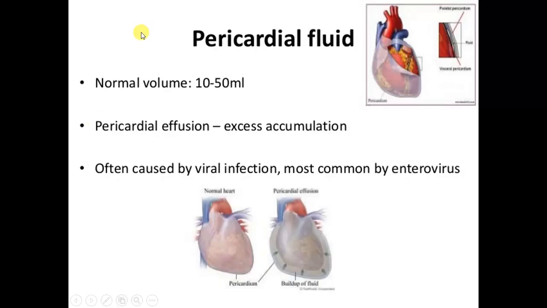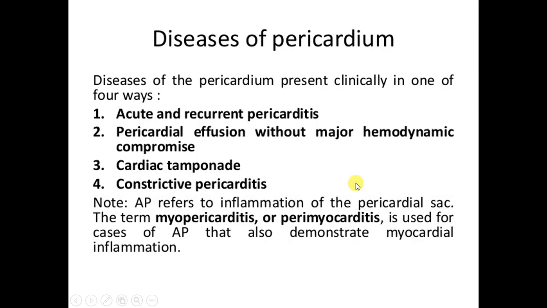Now we see pericardial fluid. Its normal value is 10 to 50 ml, which is absorbed and produced continuously, but it remains between 10 to 50 ml. But if it increases due to some disease process, it becomes pericardial effusion. Increase in volume of the pericardial fluid, excessive accumulation, will produce the pericardial effusion, often caused by viral infection, most commonly by enterovirus.